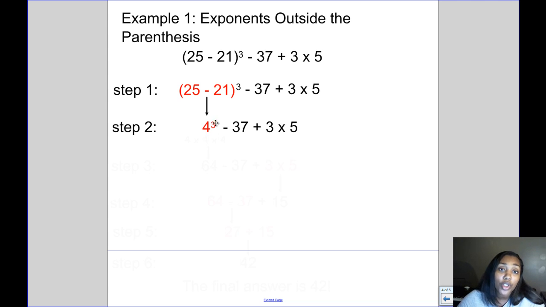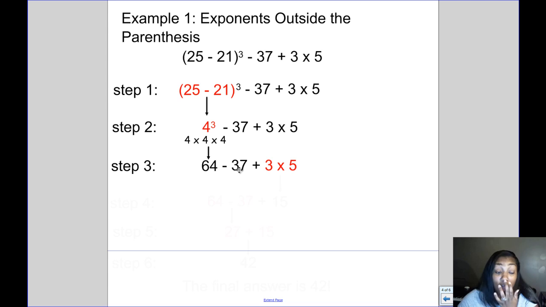So now we have 4 to the third power, which is the same as 4 times 4 times 4, which is not 12. We know 4 times 4 is 16, and then 16 times 4 is actually 64. So then there's our next step. So now we know that 4 to the third power equals 64. So we've taken care of the exponent. And again, we're going to bring everything else down because we haven't taken care of that yet.